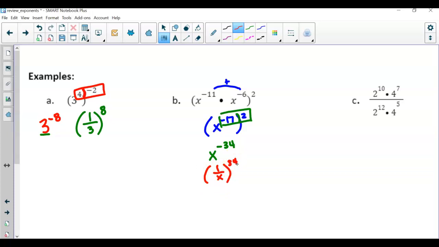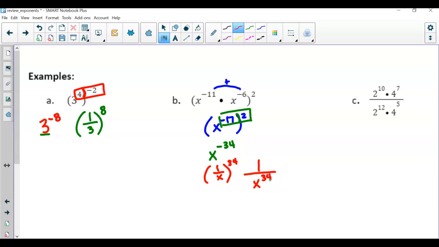Now, we could simplify this even more, and I haven't done that before. So just to show you, they're both the numerator and denominator being raised to the 34th power. So 1 to the 34th, well, that's just 1 times 1 times 1. So that is still 1. So 1 over x to the 34th power.